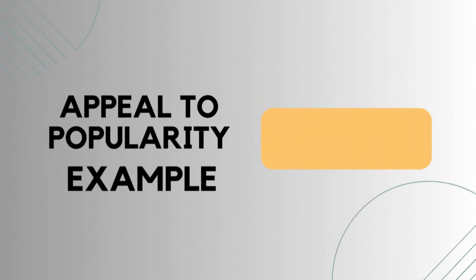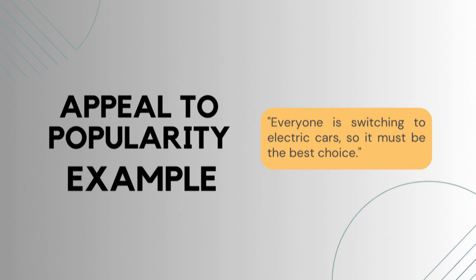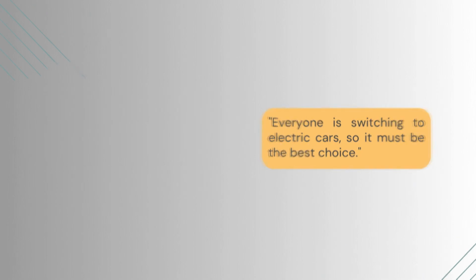Appeal to popularity example. Everyone is switching to electric cars, so it must be the best choice. But in real case, during the early 2000s, the popularity of low-carb diets, such as the Atkins diet, led many people to believe that these diets were the best way to lose weight and stay healthy. However, this trend overlooked the importance of balanced nutrition and long-term health consequences, demonstrating how popularity does not necessarily equate to scientific validity or overall healthiness.